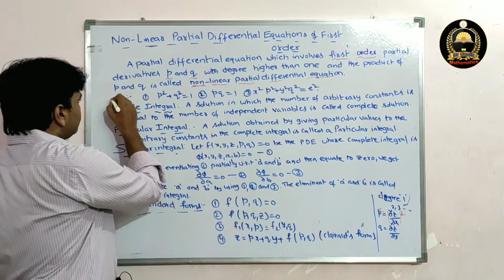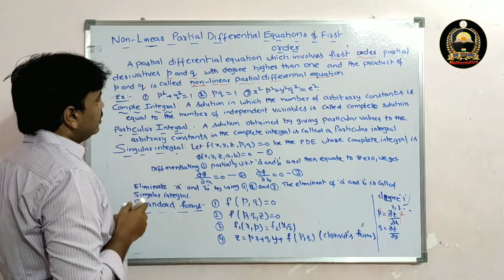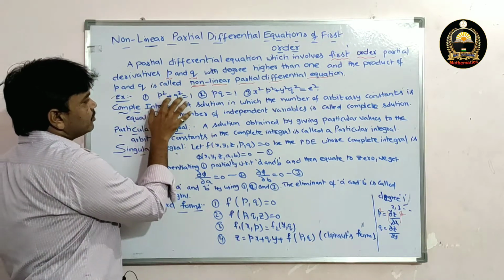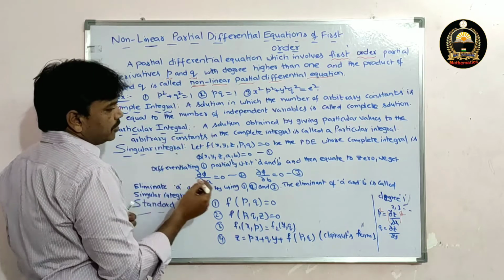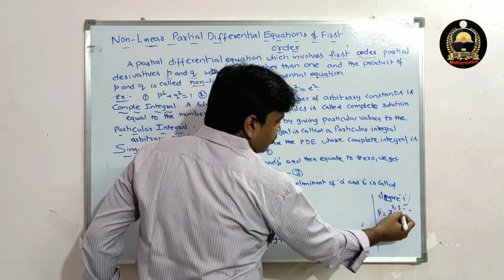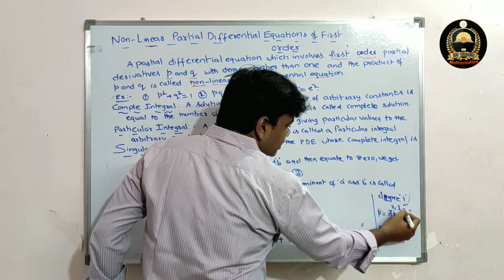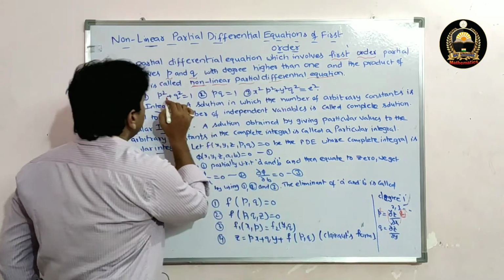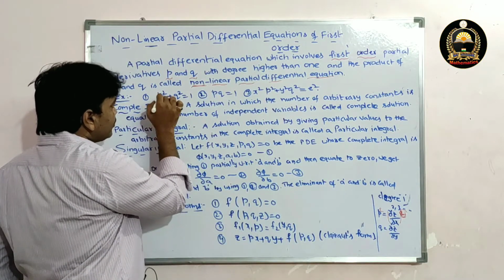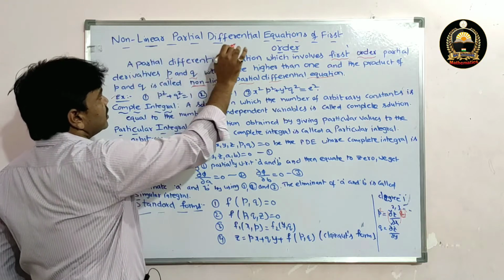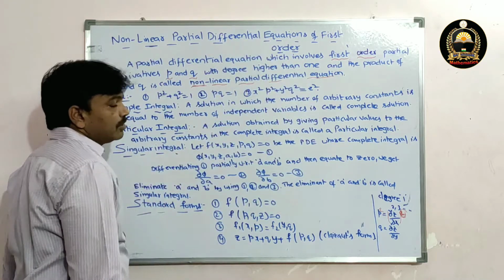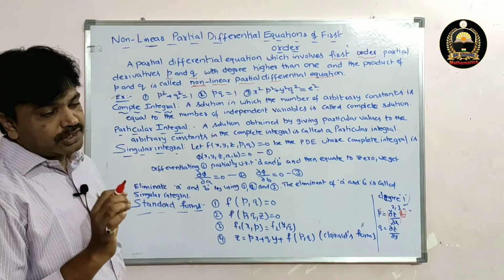Now let us see the examples, students. P square plus q square is equal to 1. P square means dou z by dou x whole square. What is the degree? Degree is 2. So this equation is called nonlinear partial differential equation.